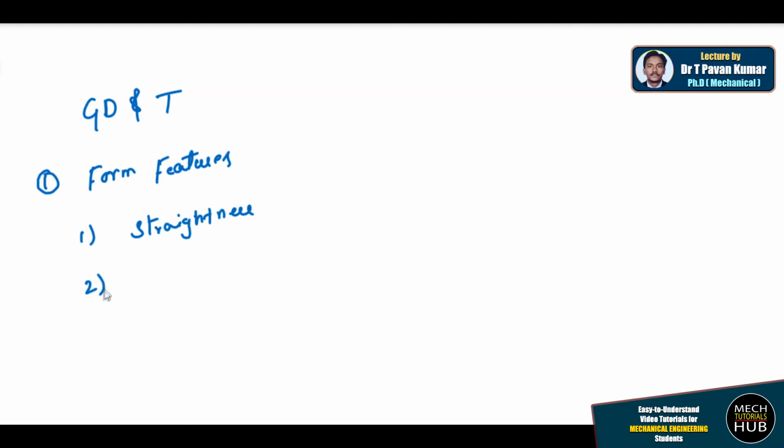Number two, flatness. Okay, let me brief you before I go to the next one. Let us see what exactly straightness is all about. This particular straightness does not have any datum reference. Datum reference is not required. What a datum reference is, we'll see later. Now coming to straightness, how does the symbol look? The straightness symbol is a straight line.